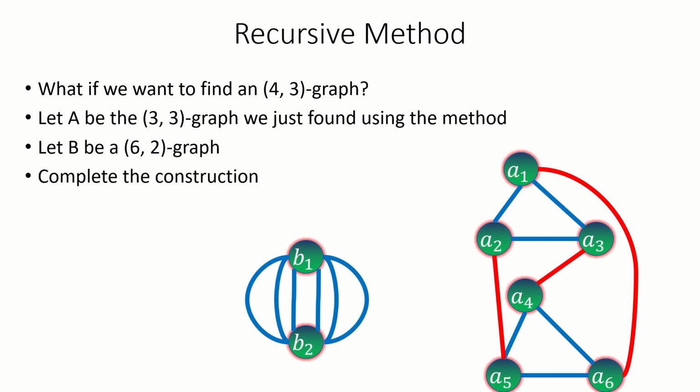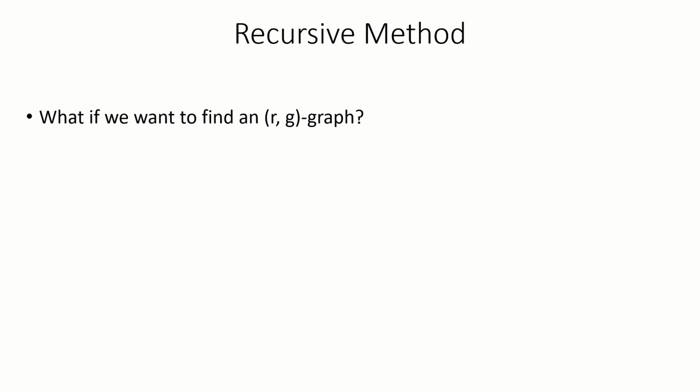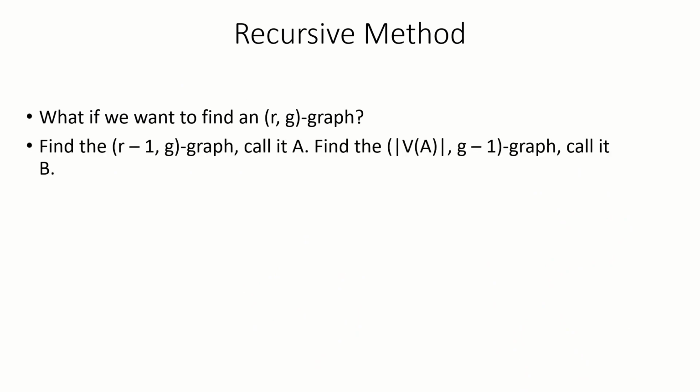More generally, if we want to find an rg graph, we must first find an r-1, g graph, which may itself require us to apply this method recursively. And then once we find it, which we'll call A, we must find a regular graph of degree equal to the number of vertices in A and girth g-1. We'll call that graph B. Note that finding graph B may itself require us to apply this method recursively. Finally, we apply our construction to get the rg graph.